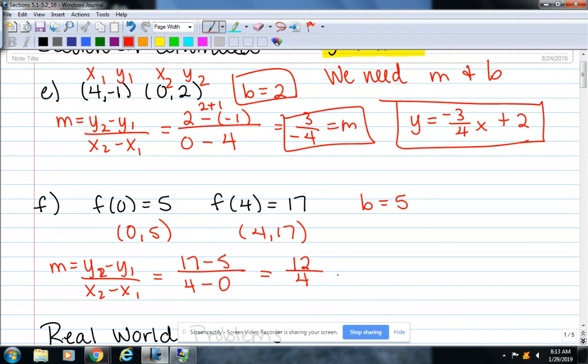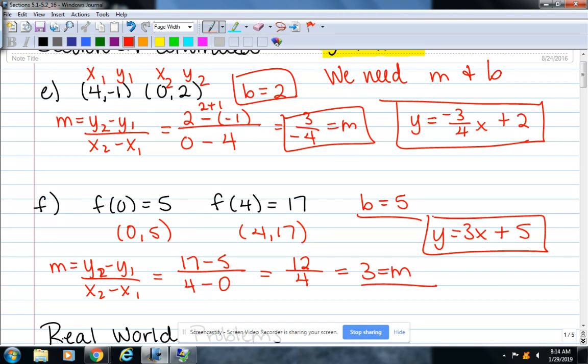What's my slope? 3. So I've got m and b. So what's my equation of my line? y equals 3x plus 5. Easy as pie? Yeah. All right. Good job.